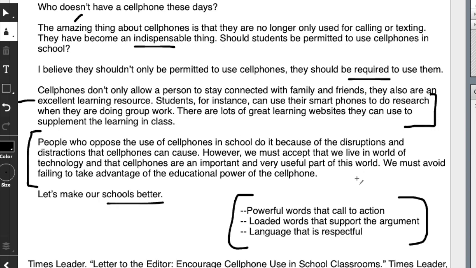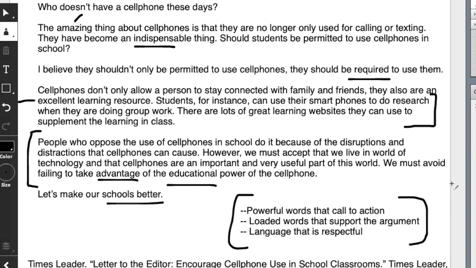It is important to use those positive connotations in relationship to your argument because it gives your argument a positive spin. We must avoid failing to take advantage of the educational power of the cell phone. So again, advantage, educational power. So we have the positive connotations of these words associated with the subject matter.